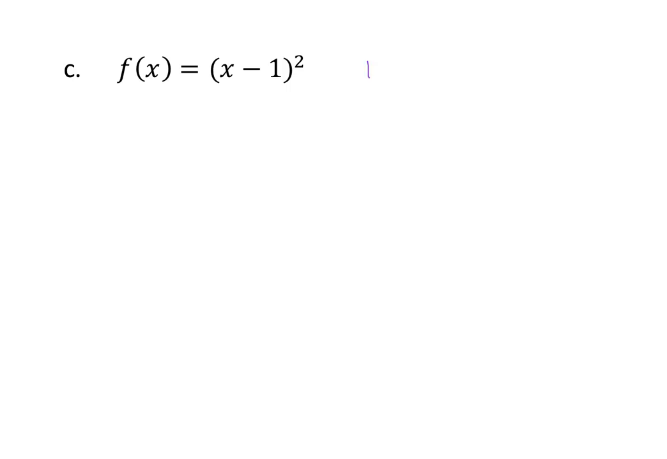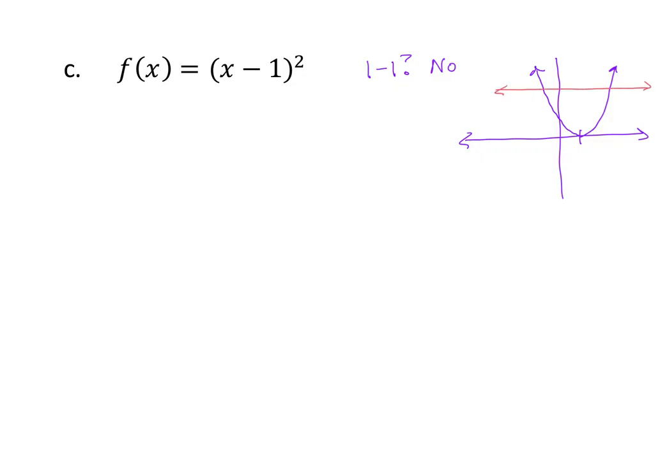Again, the first thing I want to know is, is this 1-to-1? And the answer is no. The reason that this is no is because we have this squared on the outside. And if we graph this, this is a parabola that has been shifted 1 unit to the right. It does not pass the vertical or the horizontal line test.